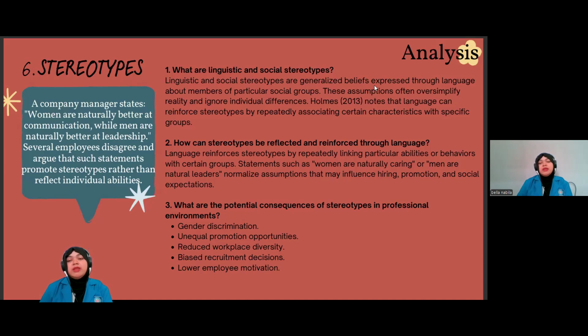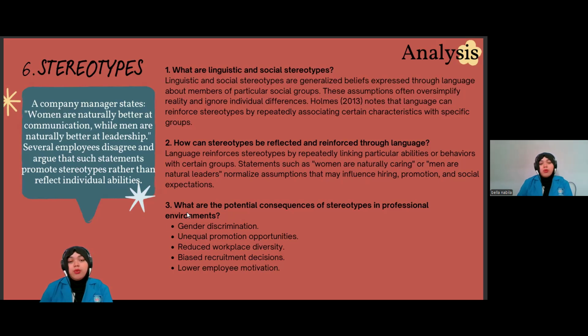Stereotypes are generalized beliefs expressed through language about members of particular social groups. Number two, how can stereotypes be reflected and reinforced through language? By repeatedly linking particular abilities or behavior with certain groups, statements such as "women are naturally caring" or "men are naturally leaders" normalize assumptions that may influence hiring, promotion, and social expectations.